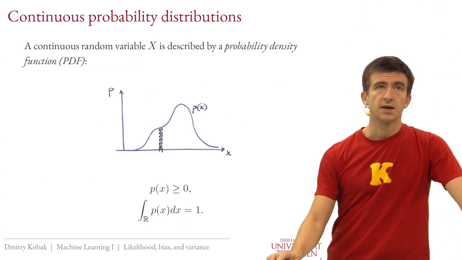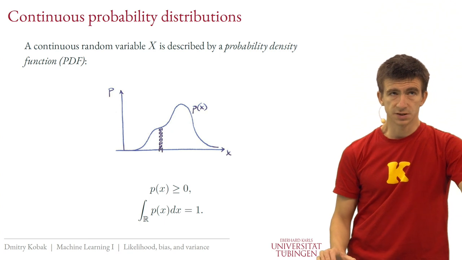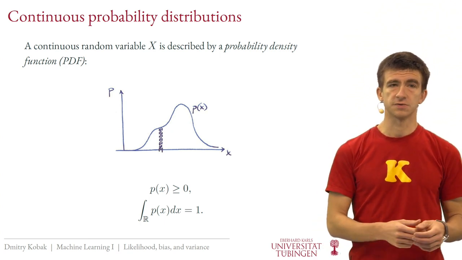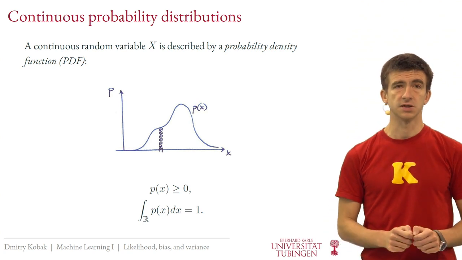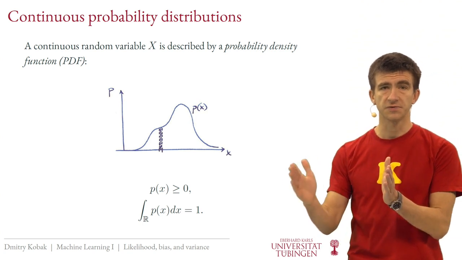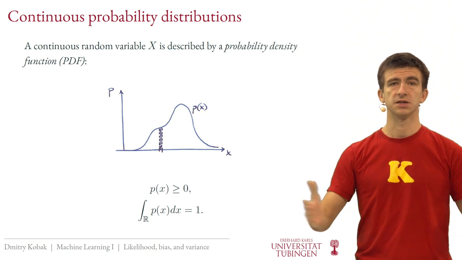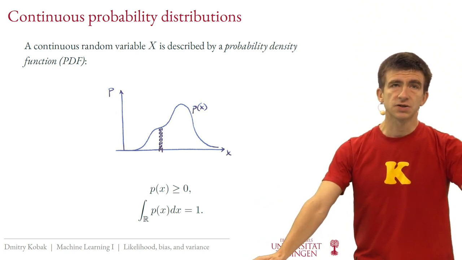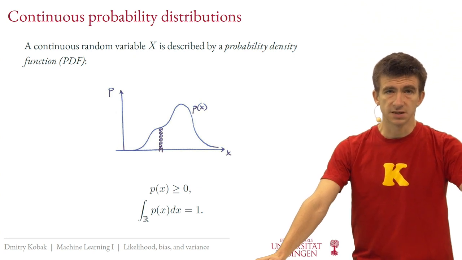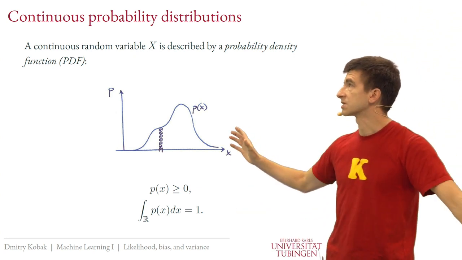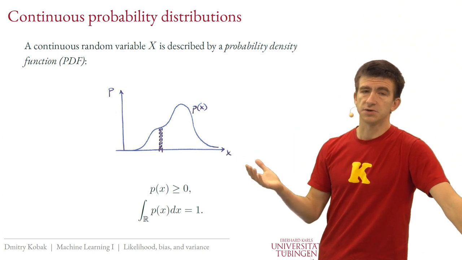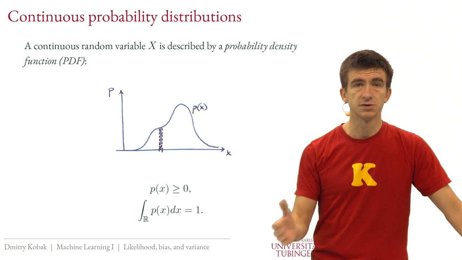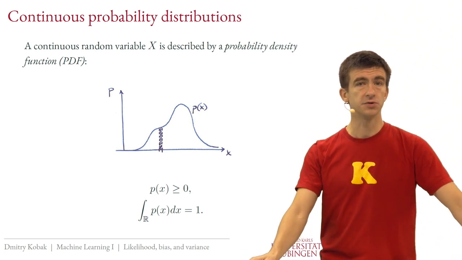Okay. A continuous probability distribution is something that can take values, for example, on a real line, right? It's not a discrete set of values that this variable can take, but the entire real line is allowed. And they are described by something called a probability density function. So here is an example. To give a concrete example, we can talk about the distribution of heights of the students of this course.